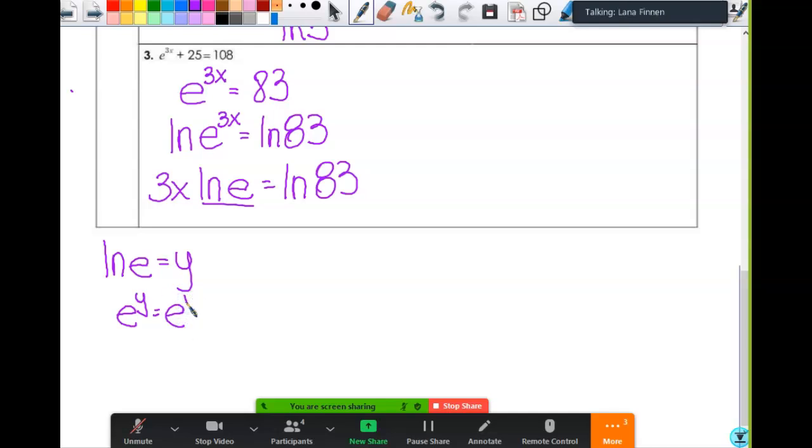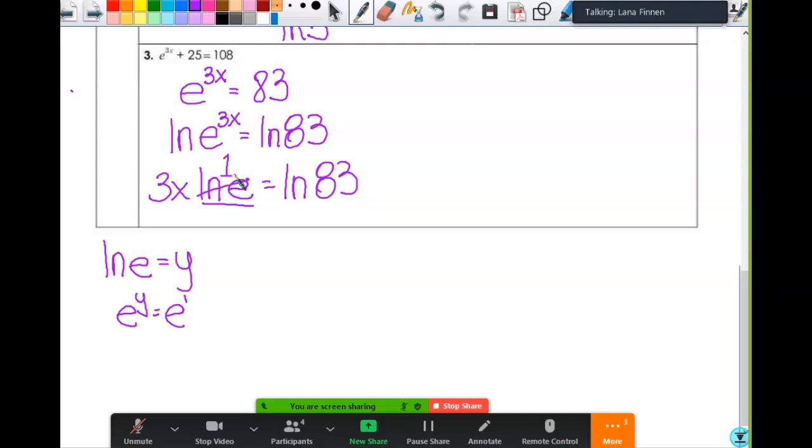So what is the natural log of e? 1. Because log base 3 of 3 is 1. Log base 5 of 5 is 1. Log base e of e is 1. Log base monkey of a monkey is 1. It doesn't matter what it is, right? So anytime I have the natural log of e, this is just 1. So basically I have 3x times 1, which is just 3x. So now all I really have to do is divide by 3.